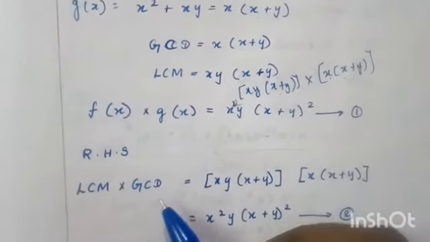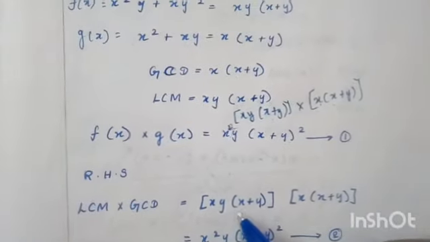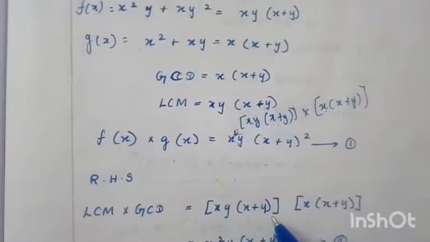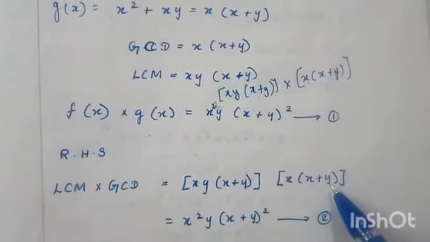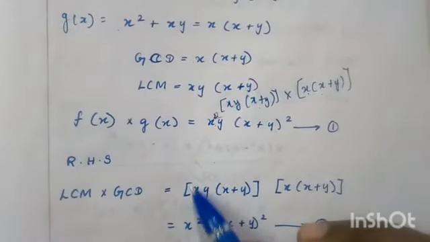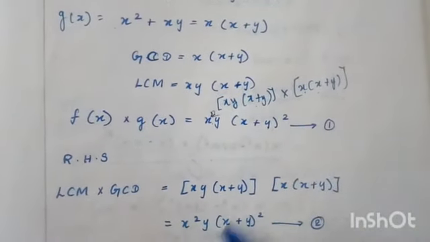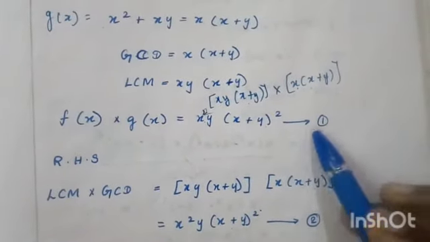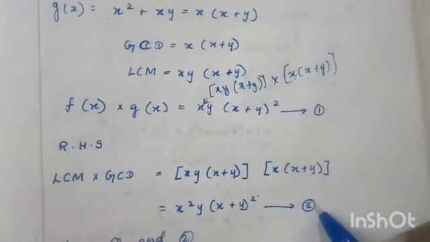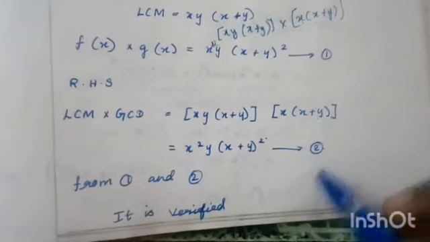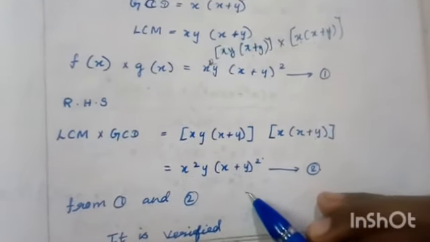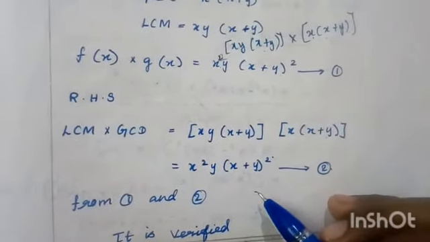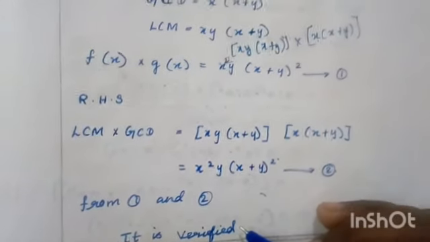Now RHS, LCM into GCD. The LCM we found as xy into (x plus y), the GCD is x into (x plus y). Now multiply: xy into x is x square y, and (x plus y) into (x plus y) is (x plus y) whole square. Now consider equations 1 and 2. We get f of x into g of x is equal to LCM into GCD. So it is verified.